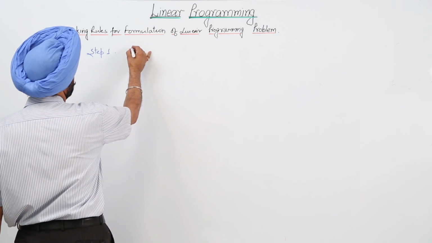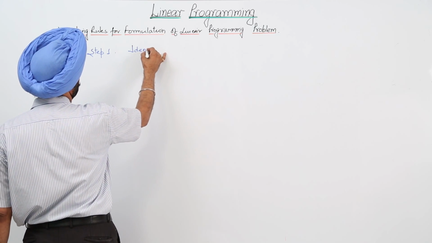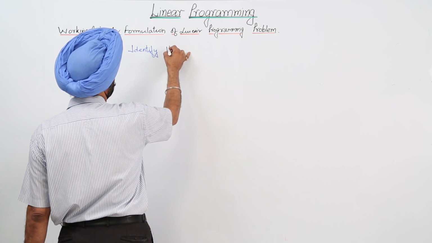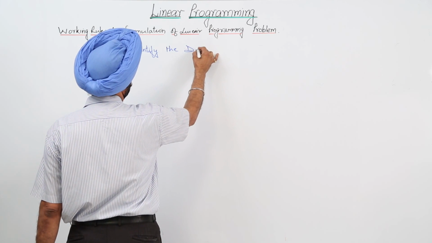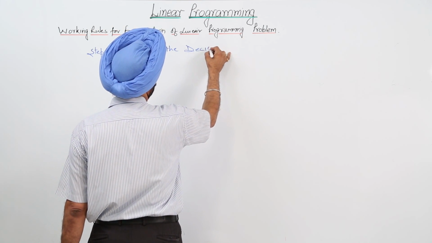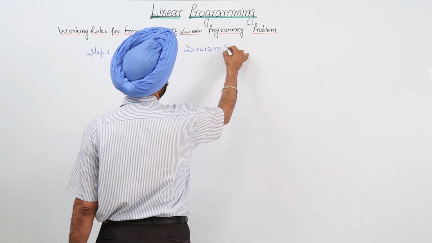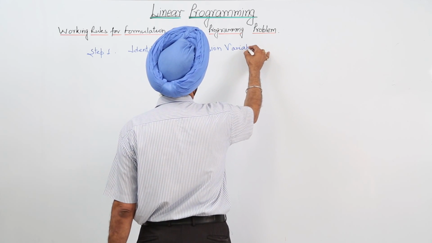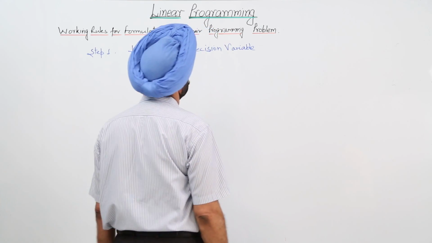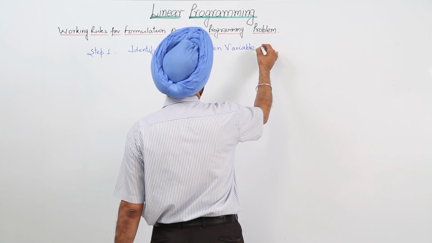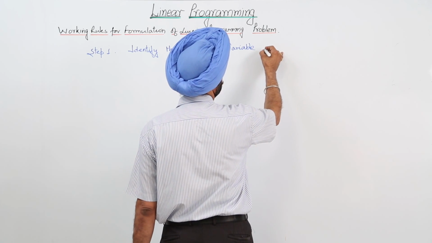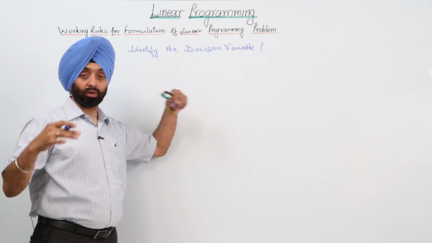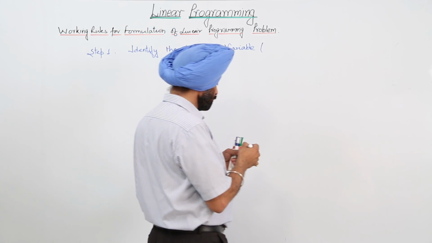Step number 1 is to identify the decision variables. Identify the decision variables in the problem. Now what are the decision variables? Let me tell you.